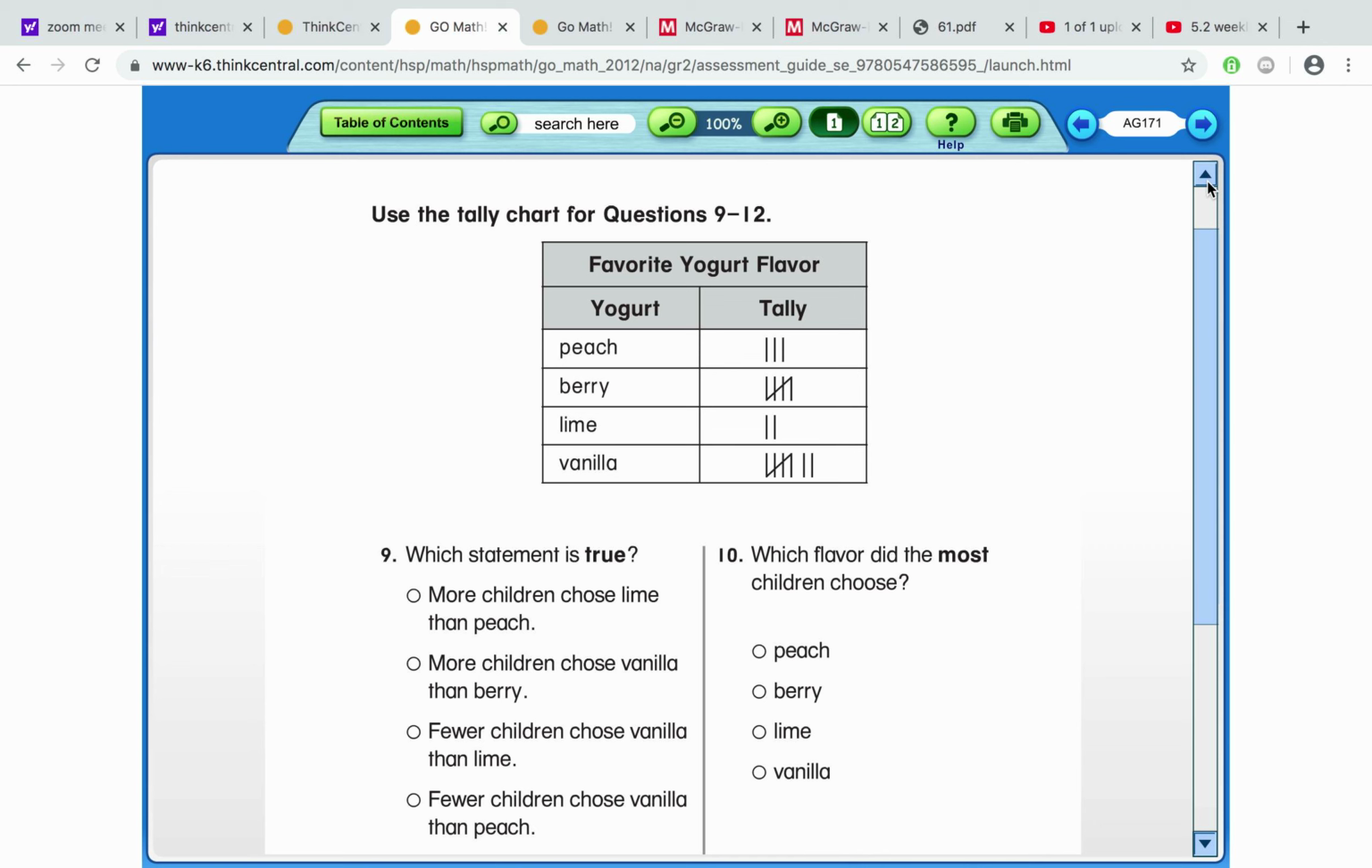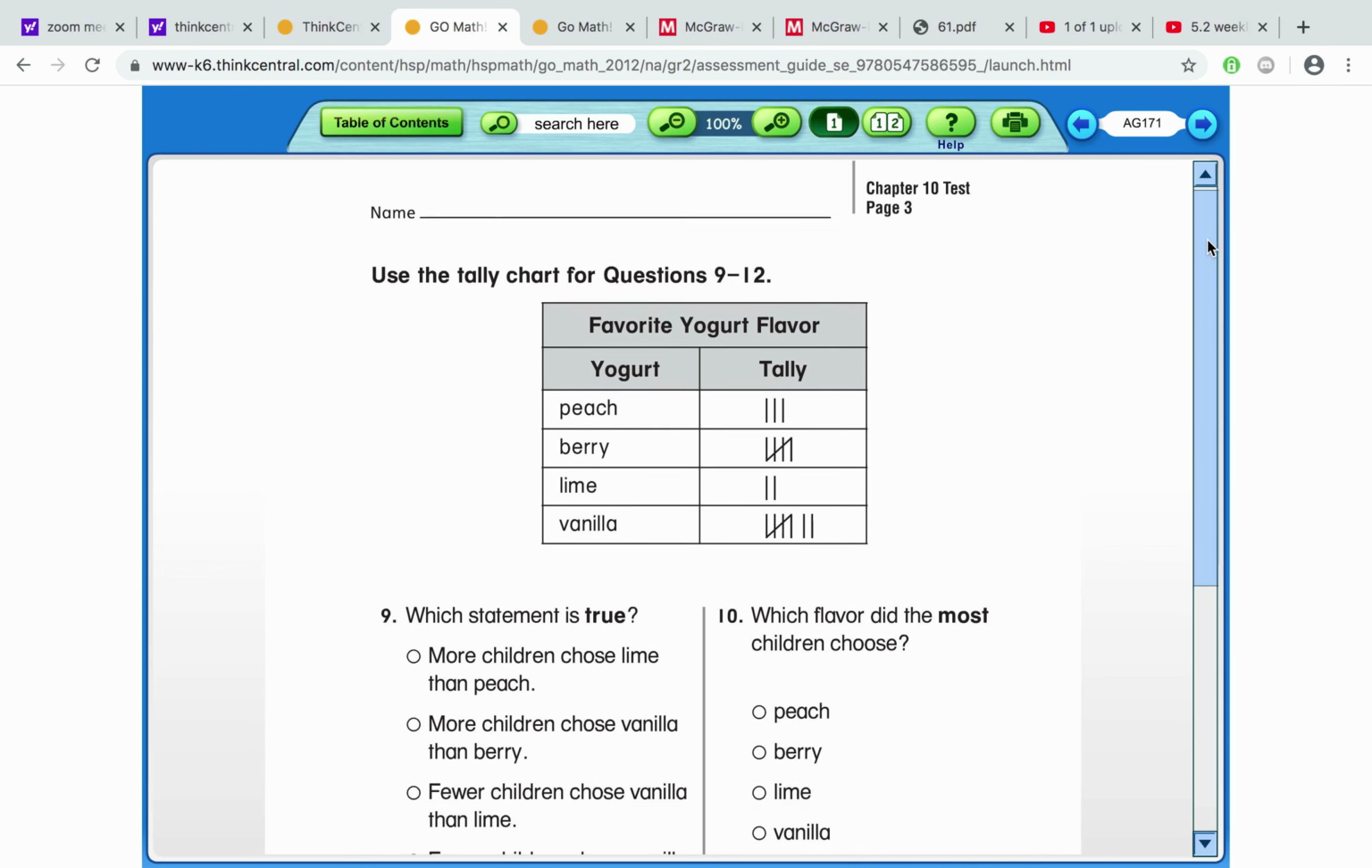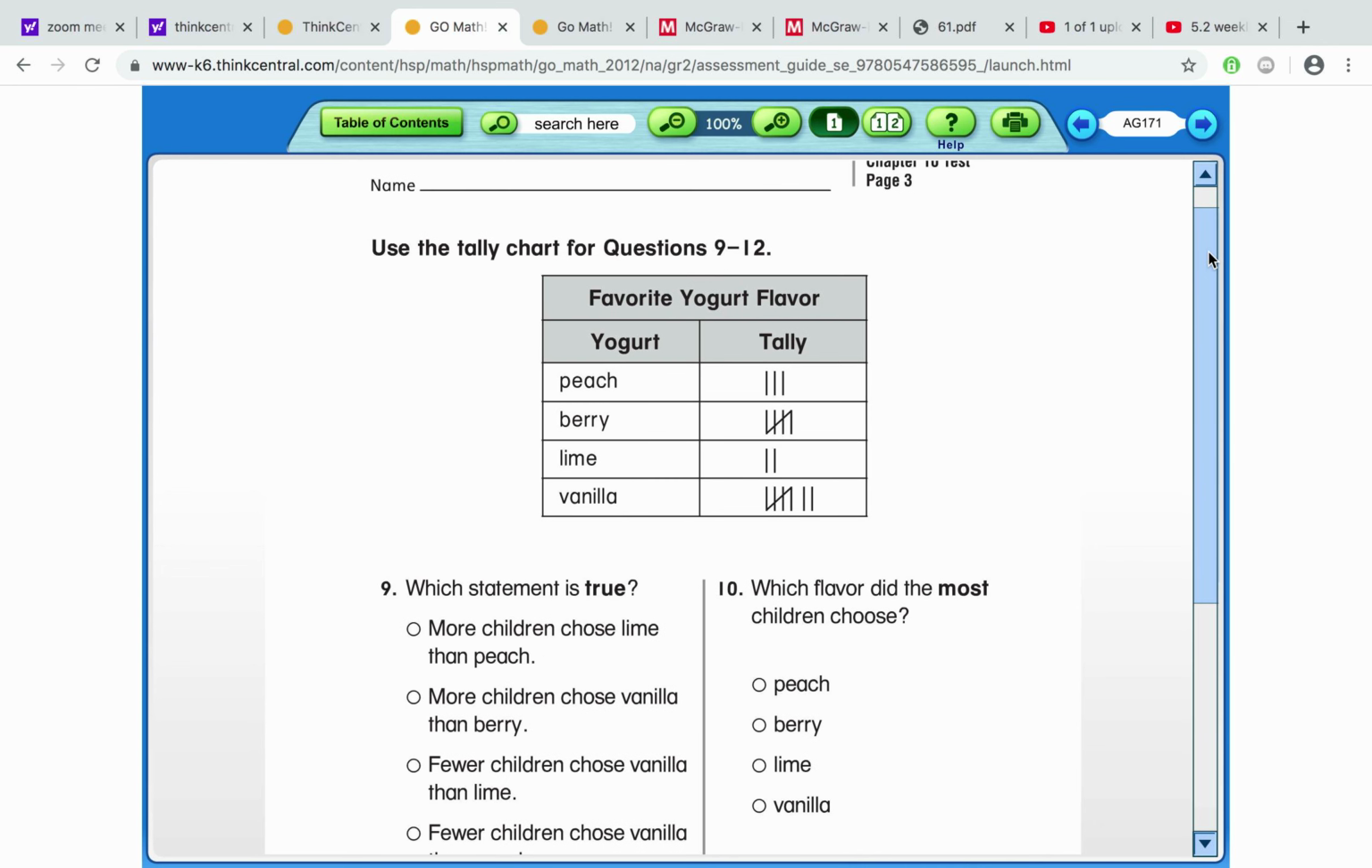Okay, next page already. I know I'm going kind of fast, so please feel free to pause, take a look at the graphs, take your time. This time we're going to use a tally chart for questions 9 through 12, and you can take a minute to take a look at that tally table.